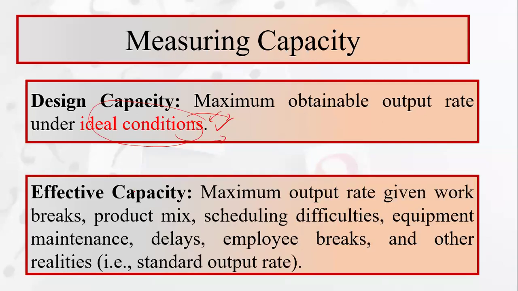Effective capacity takes care of normal conditions. This is ideal conditions; this is normal conditions. So that means people are taking breaks, you are not producing one item but several items, and there are scheduling difficulties, equipment maintenance, breakdowns, delays, and employee breaks. So you take the standard output rate, not the ideal output rate.